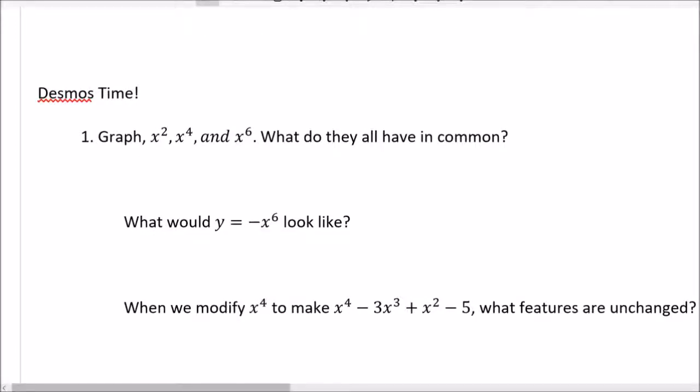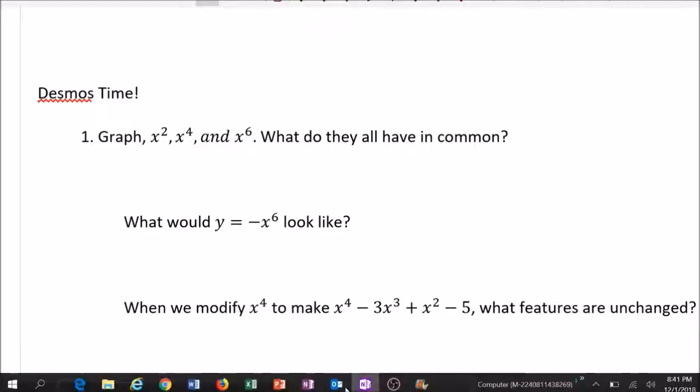All right, now for Desmos time. So go ahead and pull up your computer, pull out your phone, pull up your graphing calculator, whatever you're going to use, and I'd like you to graph each of the following: x squared, x to the 4th, and x to the 6th, and try to answer that question, what do they all have in common, and then make a prediction, what would y equals negative x to the 6th look like? And then when you're done with that, hit play, and I'm going to show you what I think.